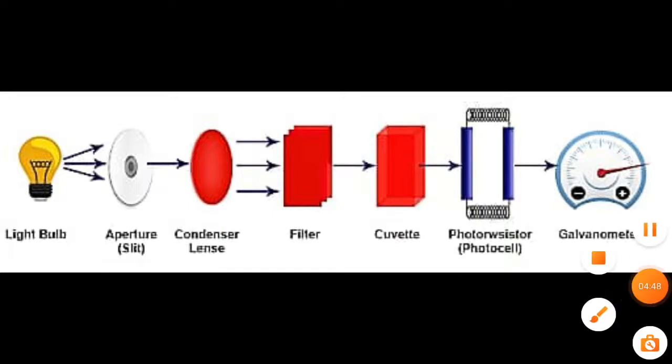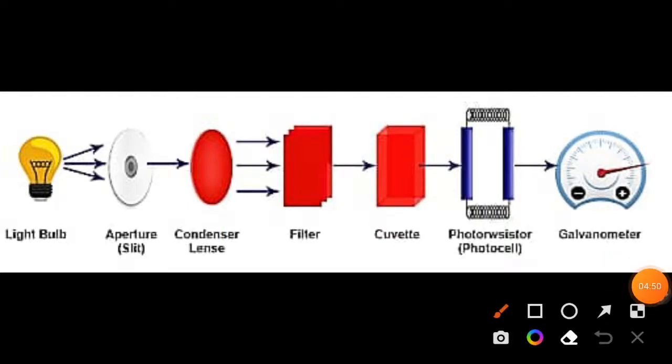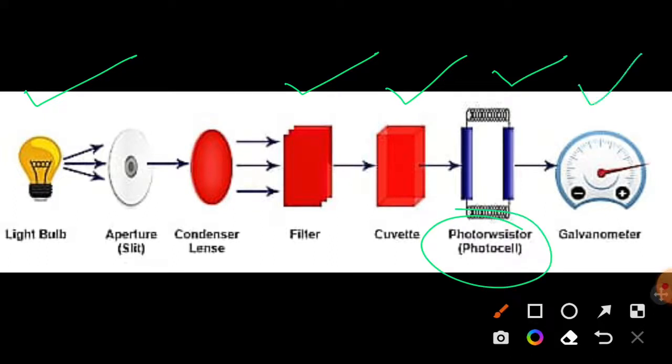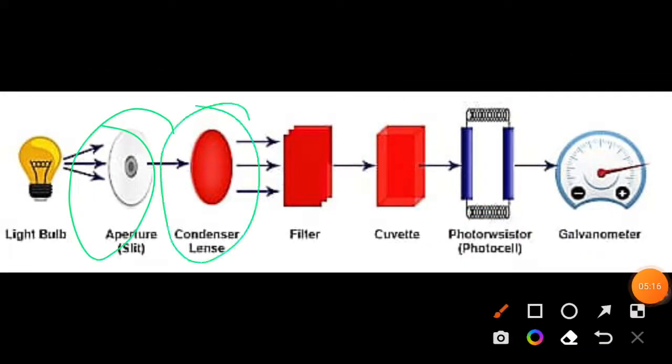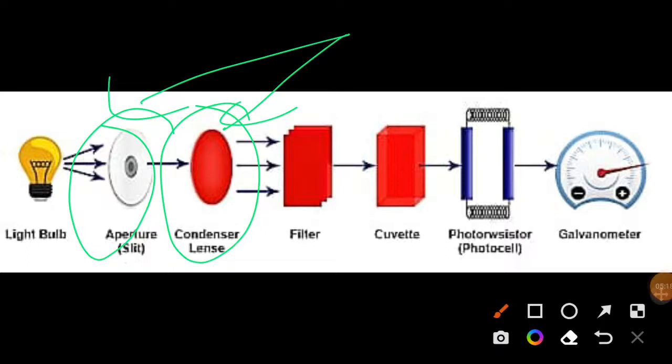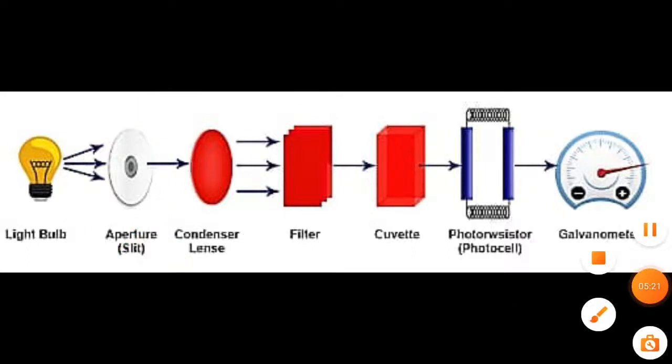Remember that in colorimetry you may not use the aperture slit and condenser lens in some cases, no problem, but there are a few things that you have to use. One is the light bulb, another is the filter, the cuvette, the photocell, which is our detector, and the measuring device, the galvanometer. That means these five components are important for colorimetry, and you use the aperture slit and condenser lens just for accuracy.